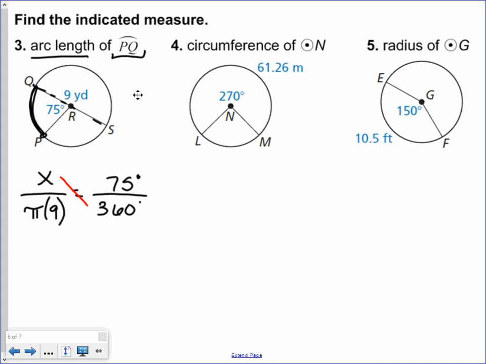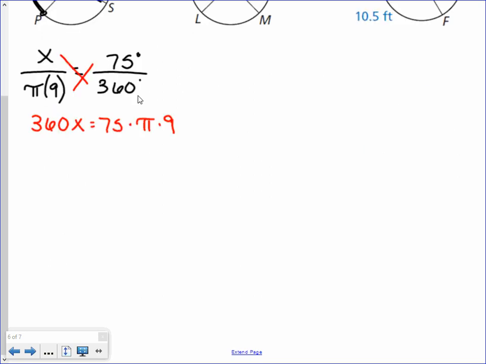Multiply, we get 360x on the left, and then on the right, you'll be taking 75 times pi times 9. So go ahead and type that in. 75 times pi times 9 is 2120.575. Now, if you were to type in 75 times 9 and then leave it exact, that's even better. Like if you wrote 675 pi and then divided by 360, even better.